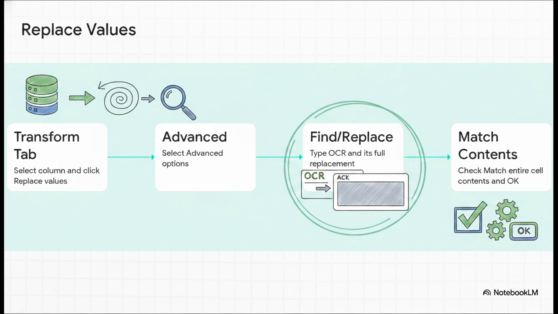First, select the Transform tab and click Replace Values for your target column, like resource or resource name. Crucially, you want to select Advanced. Type OCR right in the Find box, and then type the full name in the Replace box. Make absolutely sure you check Match Entire Cell Contents. If you don't, you might accidentally replace fragments of other words, which is a headache you don't want. Then just hit OK.